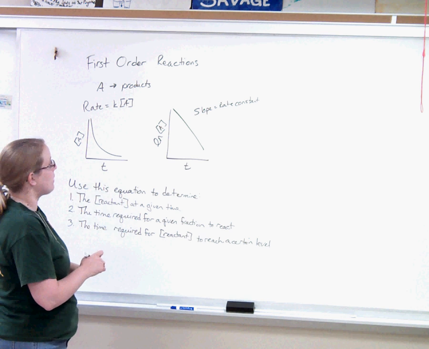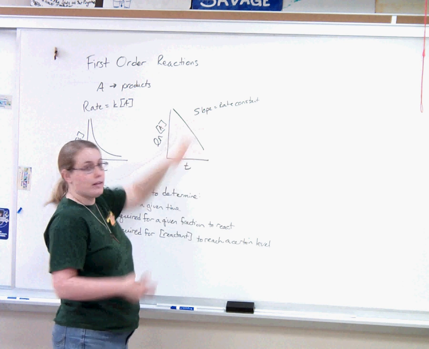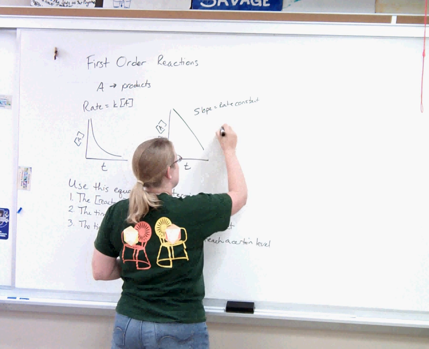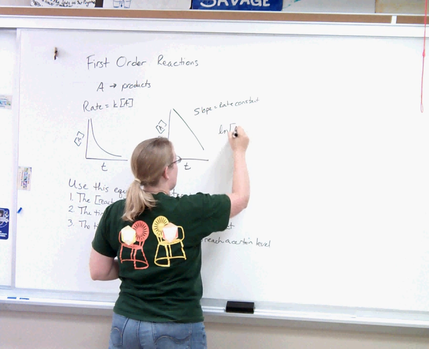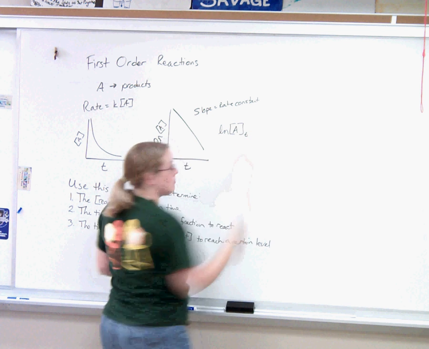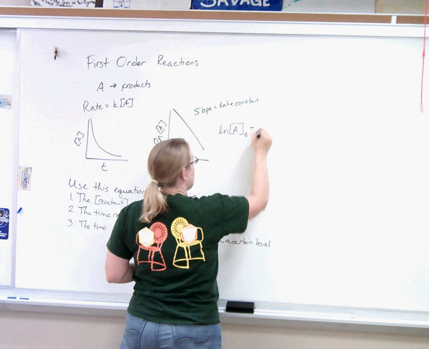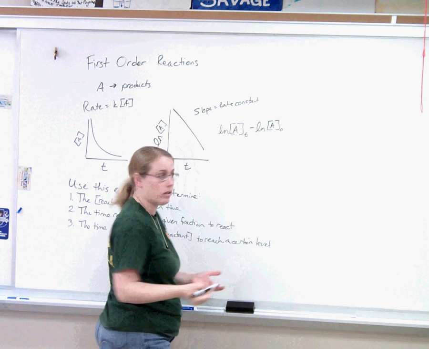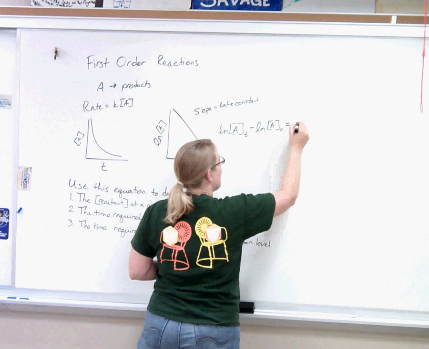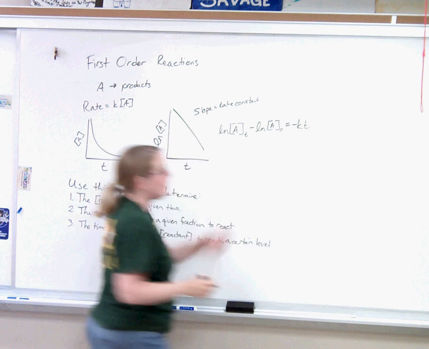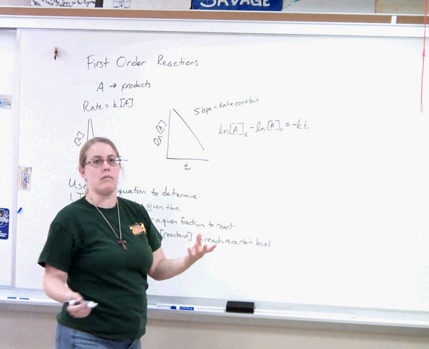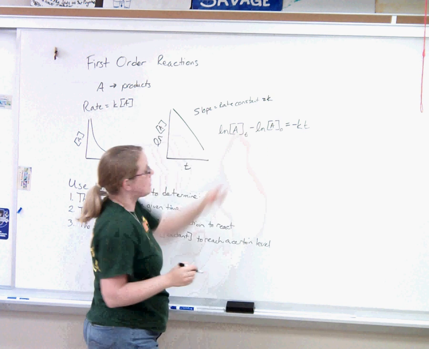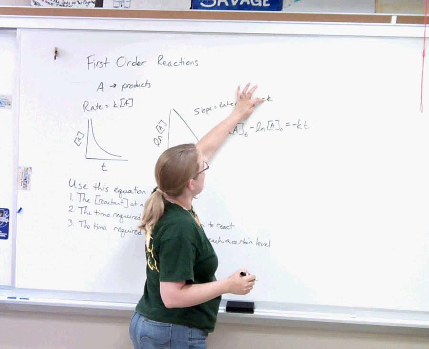So to calculate this, again, we don't want to have to use our graphing calculator, so we're going to have an equation. And the equation is the natural log of A at some time t minus the natural log of A at time 0, being our starting concentration, equals negative kt. And it's negative because you can see the line's going down with a negative slope. And since k is our slope, then it will be a negative slope of negative k.